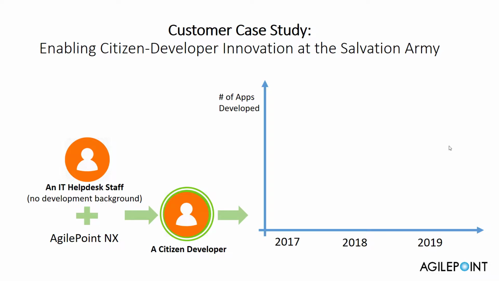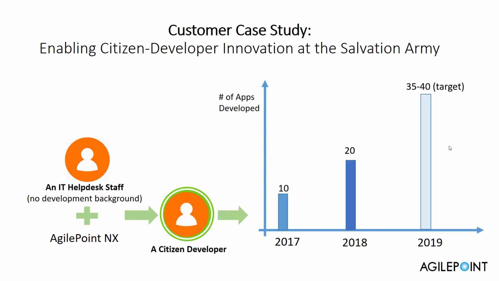After a short training period in the first year, the single user was able to develop 10 applications. In 2018, that number doubled to 20 and will again double to 40 in 2019. Right, this is the sort of output that we see from a team of developers, and when you consider that this is a single, non-technical user, these results are nothing short of astounding.